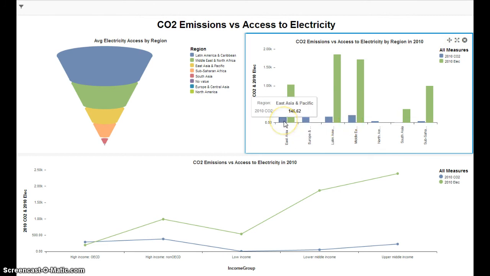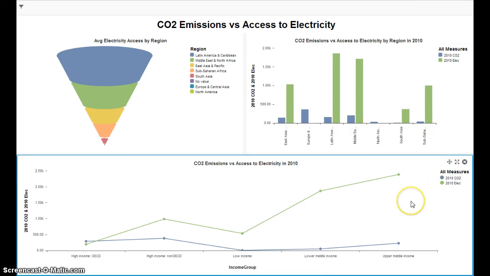Our last graph demonstrates CO2 emissions and electricity access, also in the year of 2010, but this time with the income groups. The middle to high income groups, whether they are OECD or non-OECD, have no specific correlation in terms of CO2 emissions produced and the amount of electricity they have access to. However, as stated in the previous storyboard, low income generates lower CO2 emissions being produced.